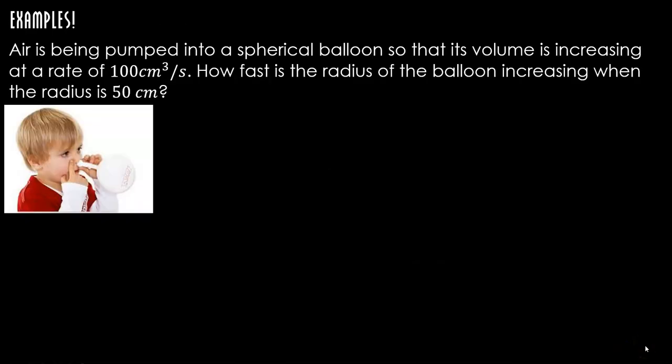First example: air is being pumped into a spherical balloon so that its volume is increasing at a rate of 11 cubic centimeters per second. How fast is the radius of the balloon increasing when the radius is 50 centimeters?